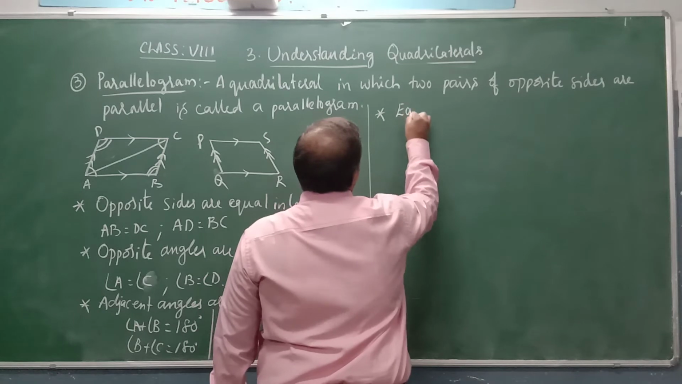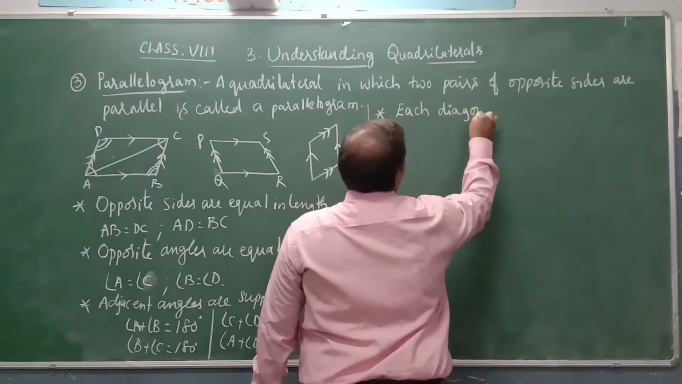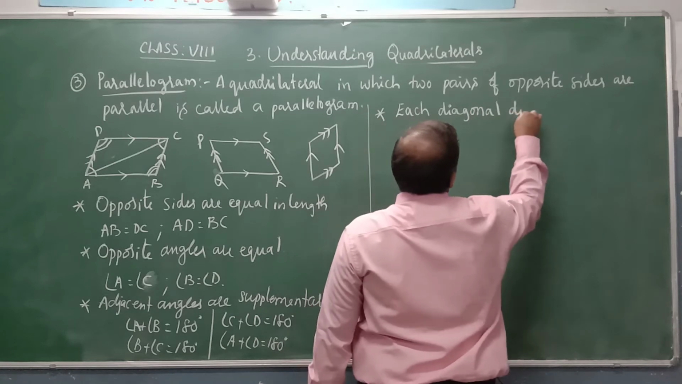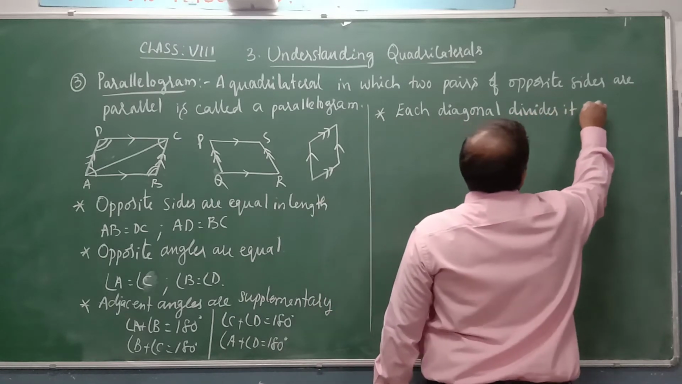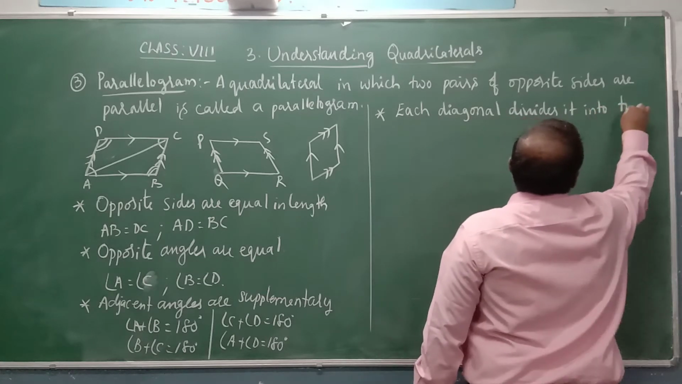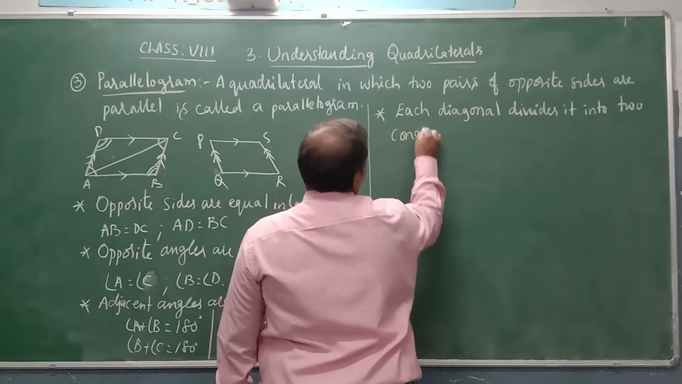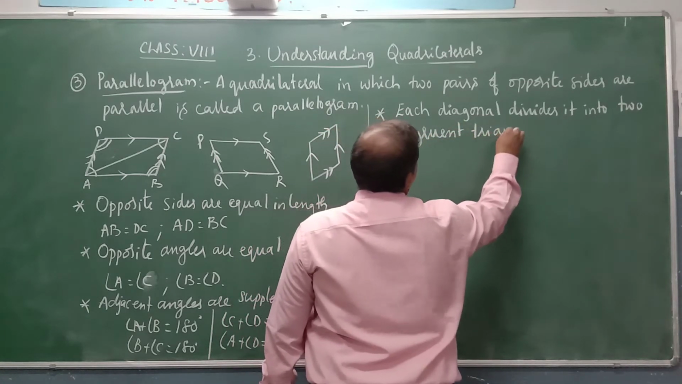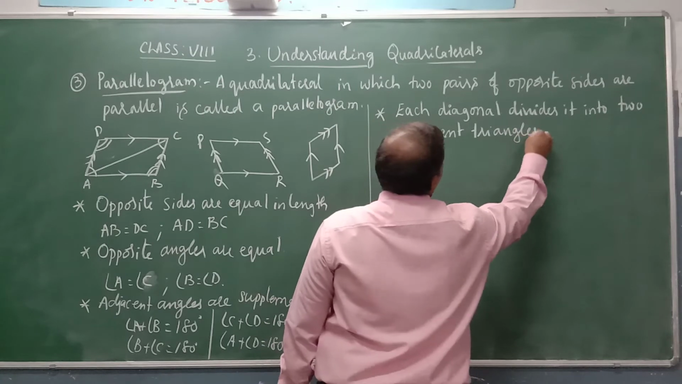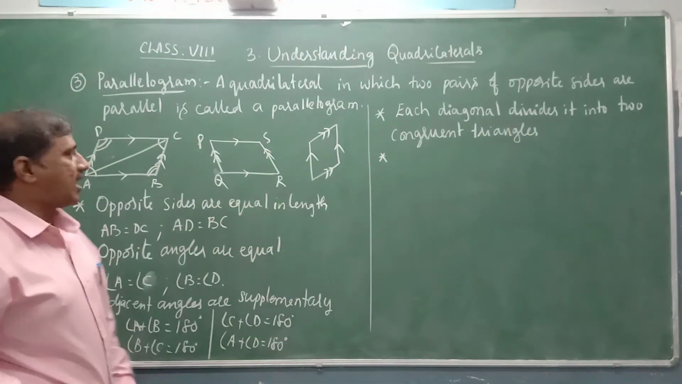Each diagonal divides the parallelogram into two congruent triangles. So the diagonal divides the parallelogram into two congruent triangles.